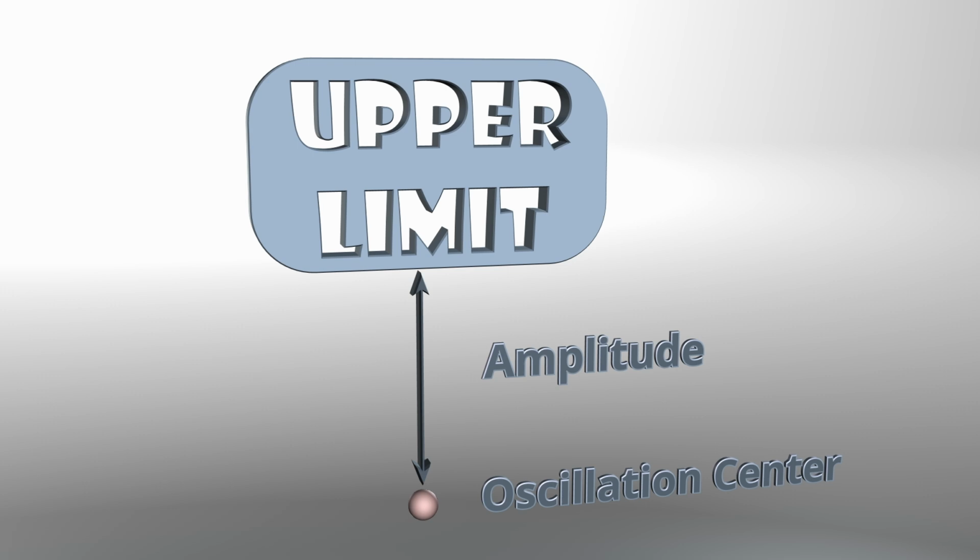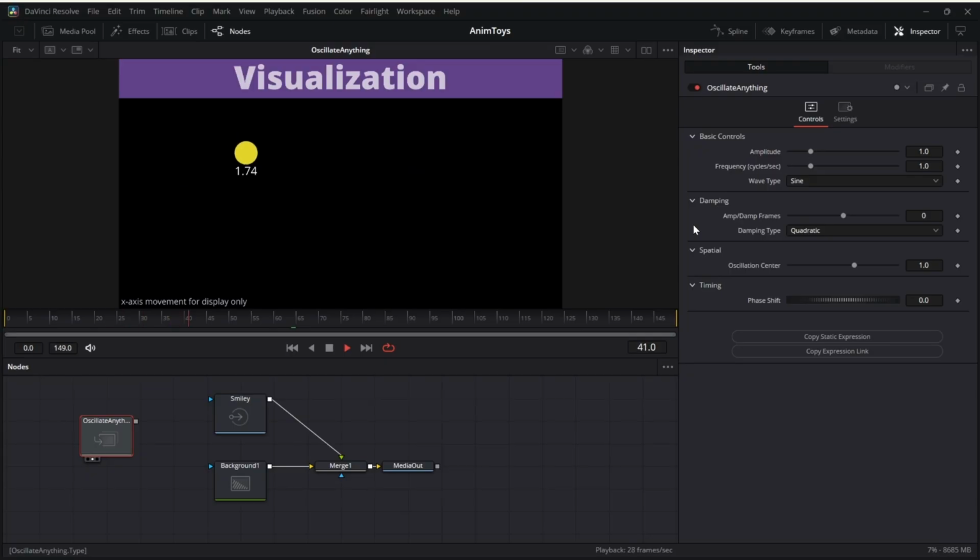As a simple example of this, if you need the oscillation to move between 0 and 1, you would find the center of that range, which is 0.5, and enter that as the oscillation center. Then figure out the size of the range, which in this case would be 1 minus 0, so just 1. Take half of that, or 0.5, and use that for the amplitude.